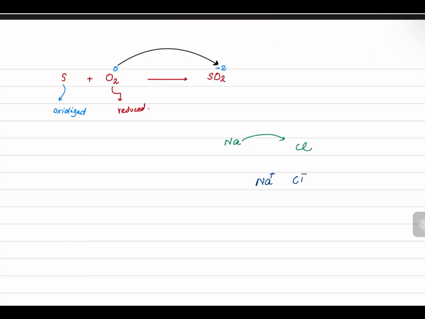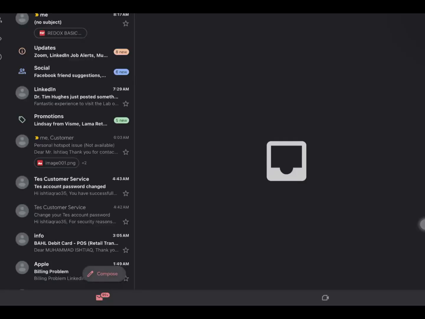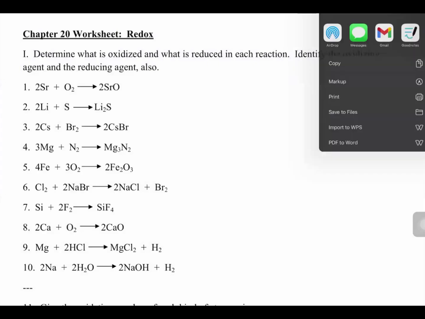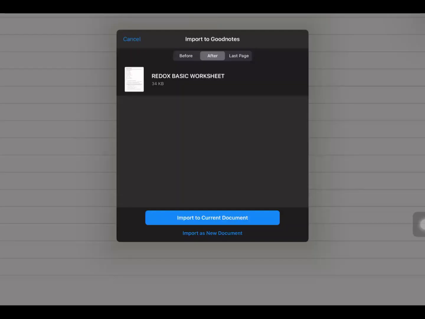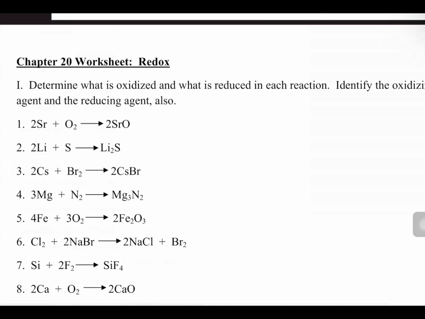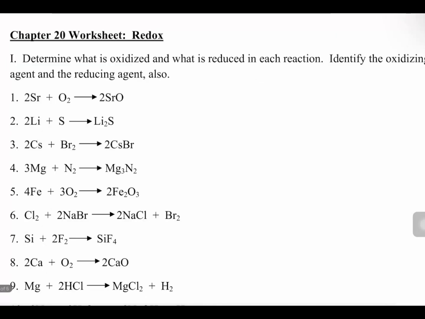Okay. Now see this. Let's suppose we have this. You can see this. This is the second question. Can anyone tell me which one is reduced and which one is oxidized in this equation? I'm giving you only 1 minute. You are saying that lithium is oxidized and sulfur is reduced. But why? How can you tell me that the lithium is oxidized?